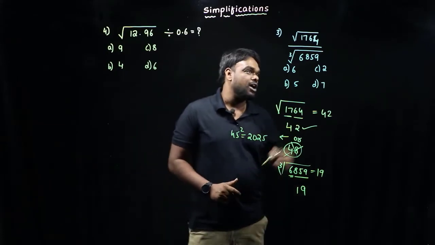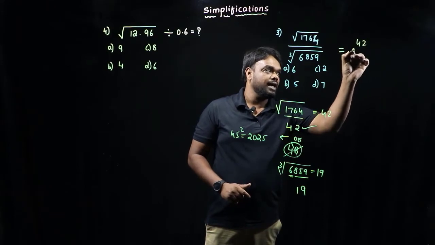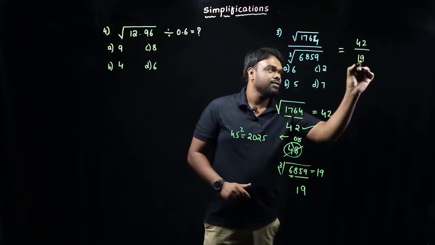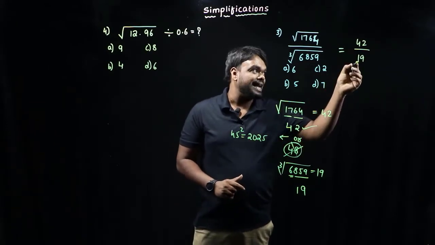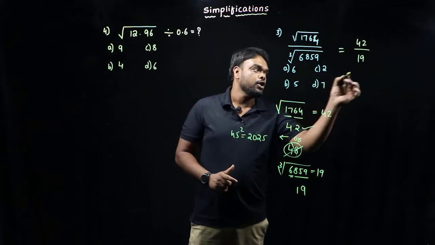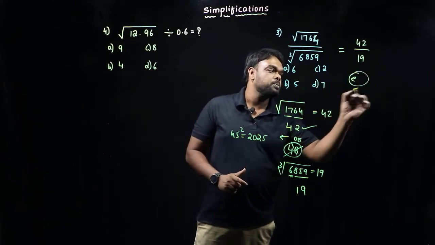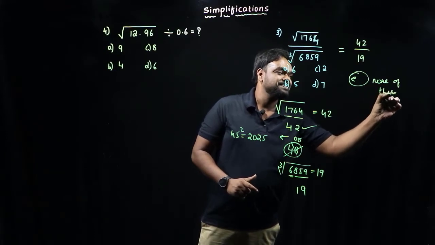Now, what do we have? Our final answer. If you consider the root of 1764 is 42 divided by 19. Well, we cannot further cancel 42 with the 19. So, answer has to be this much, that is 42 divided by 19. But do we have it in the options? No. So, what is my answer? Option E, you can consider as none of this.